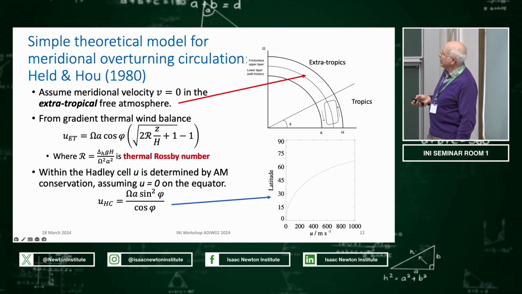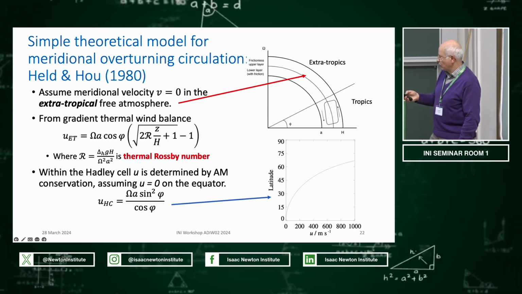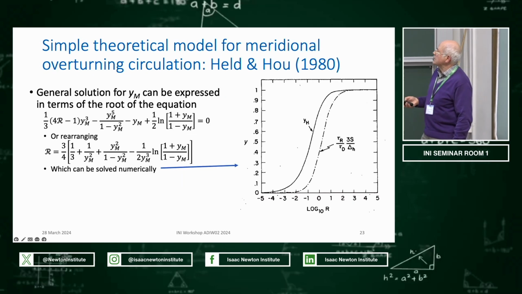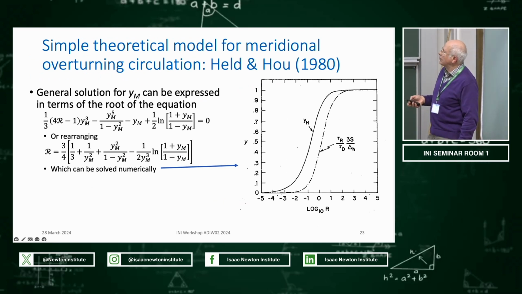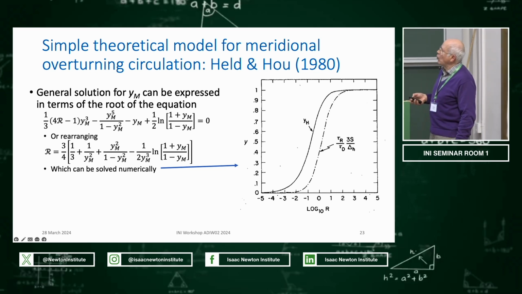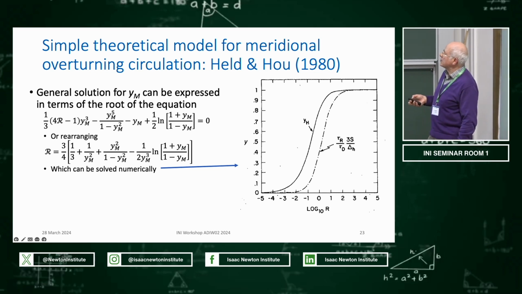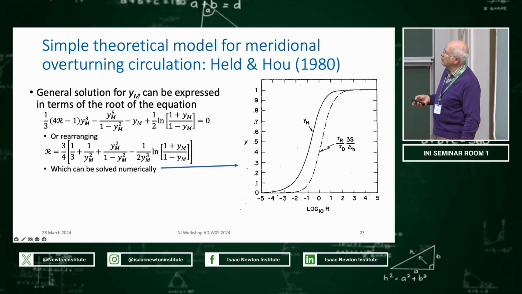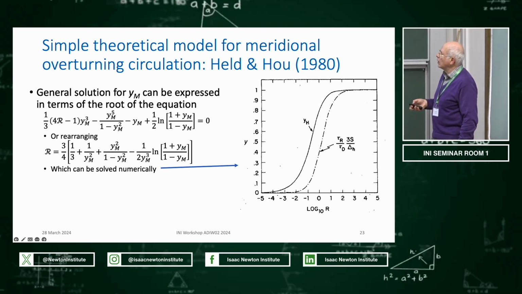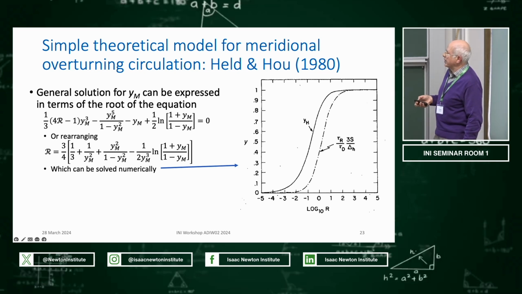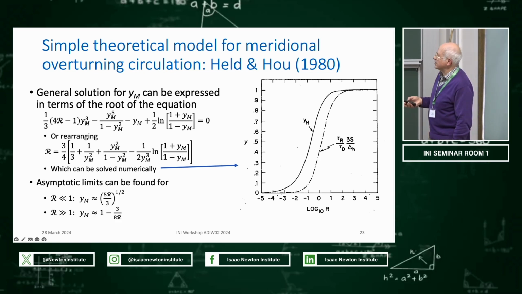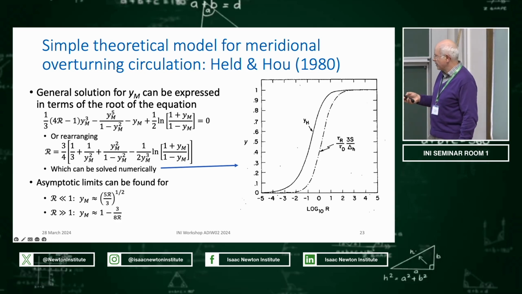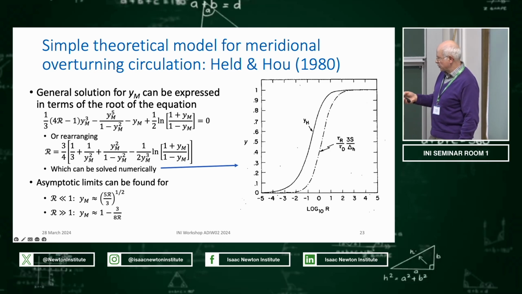So if you conserve angular momentum in latitude, then you can solve for the variation of u with latitude. You have enough information now to solve for the maximum extent of the Hadley circulation once you've prescribed what the thermal Rossby number is. We can rearrange this, which can be solved numerically. And then there are various asymptotic limits depending upon whether the thermal Rossby number is large or small.